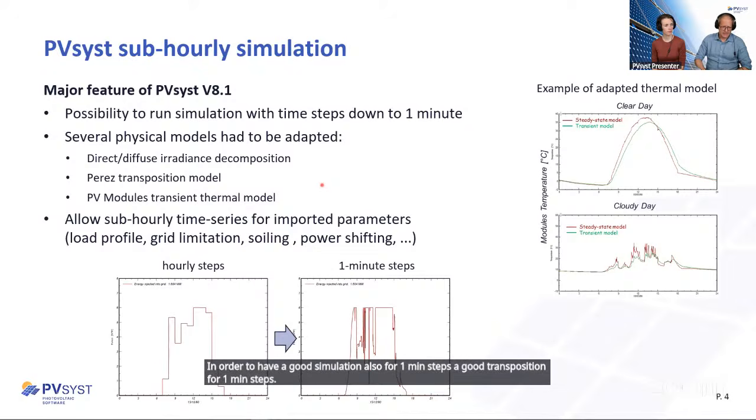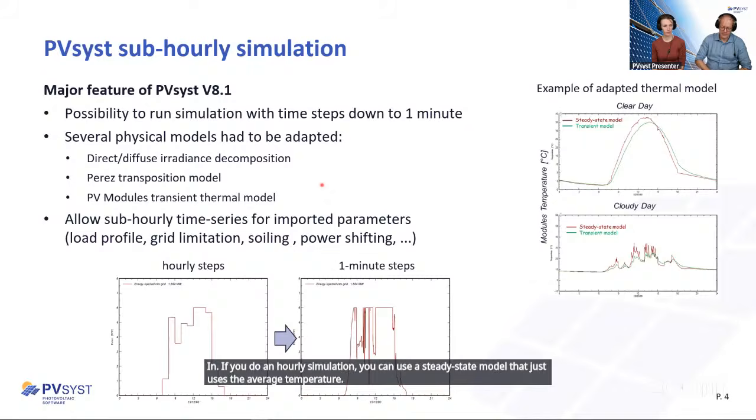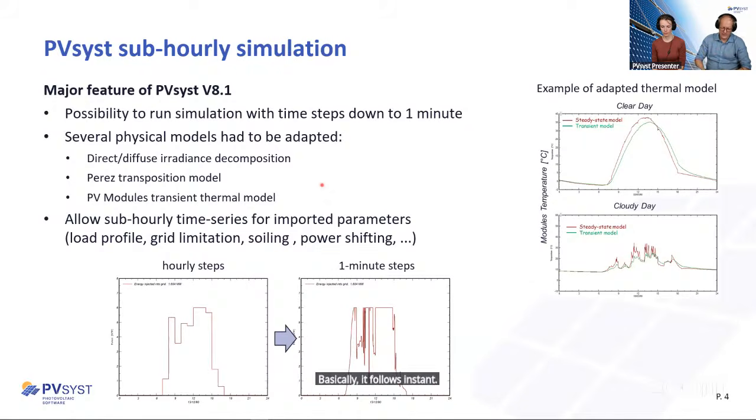And finally, also the thermal model of the PV modules needed to be adapted. If you do an hourly simulation, you can use a steady state model that just uses the average temperature of a PV module during the hour. Basically, it follows instantaneously the irradiance changes.